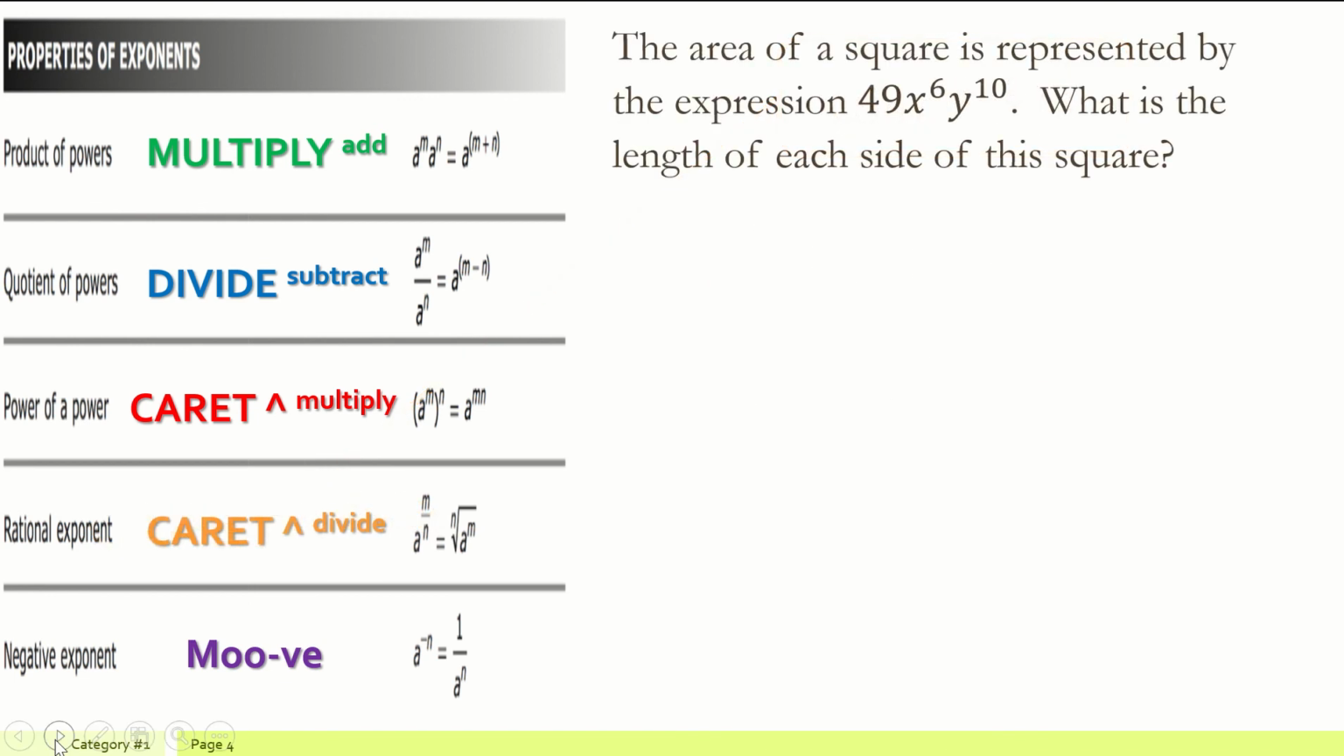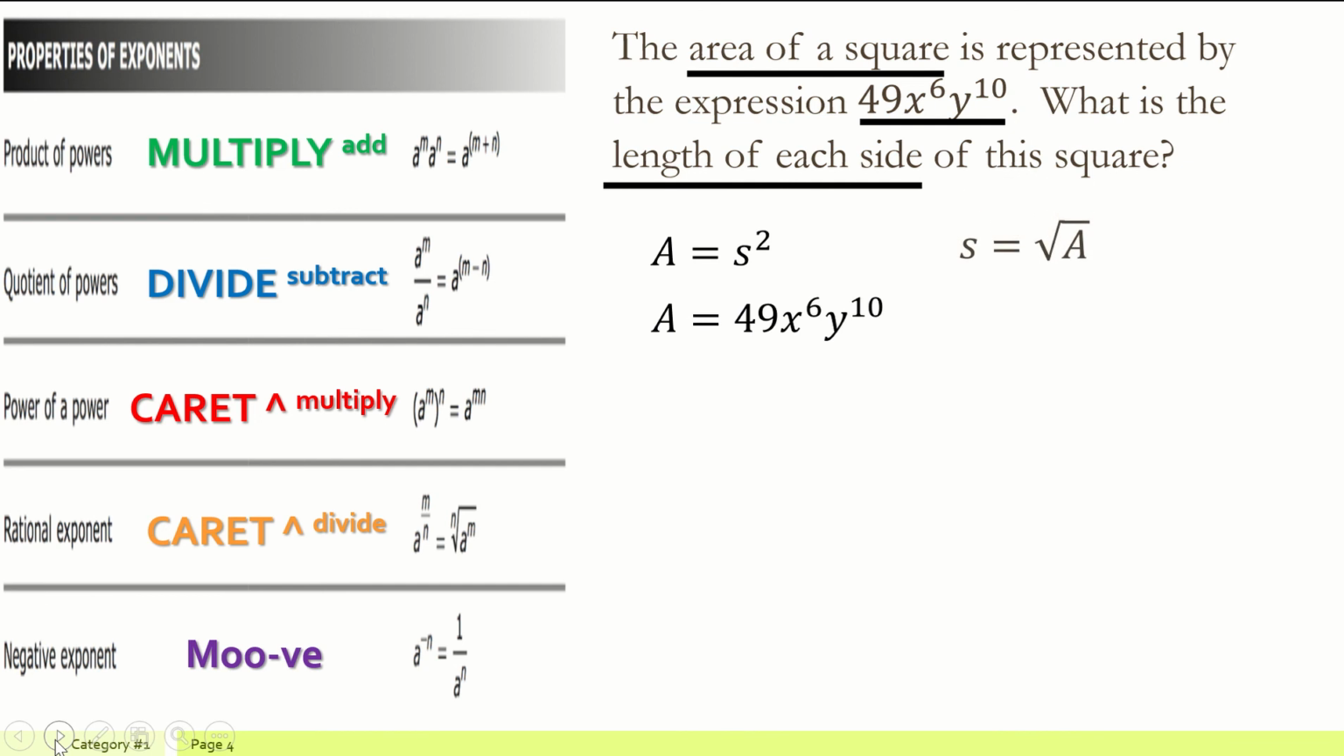Here's an application type problem. The area of a square is 49x to the 6th y to the 10th. What is the length of each side of the square? So underlining some key information, we're given the area of the square. We want to find the side length. What is the side length of the square? So we can simply do this by taking the square root of our area value.